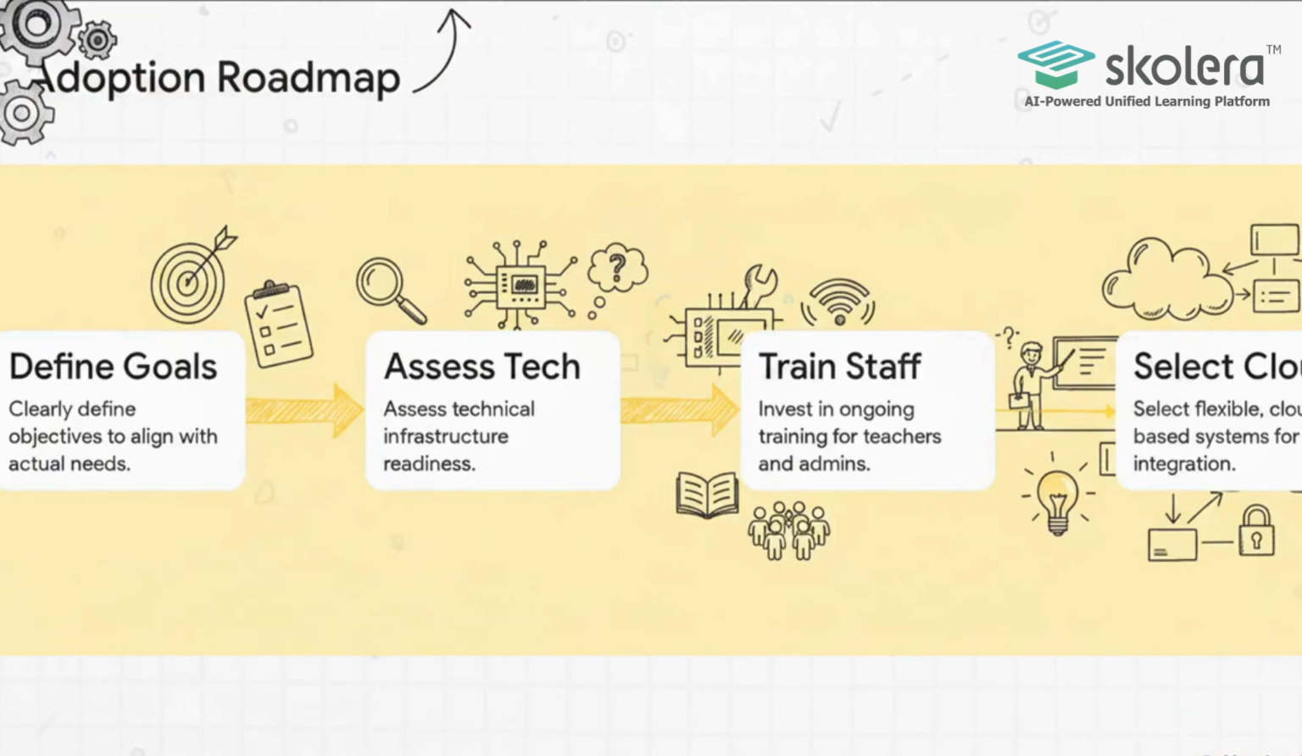Institutions can definitely ensure a solid return on their investment if they follow a clear roadmap. First up, clearly define your objectives. Don't just buy software for the sake of it. Buy solutions that solve actual identified needs. Step 2, honestly assess your technical readiness. Step 3, invest heavily in ongoing staff training. Because let's face it, a tool is completely useless if the teachers don't know how to use it. And finally, select flexible, cloud-based systems that integrate easily so you avoid any unnecessary complexity.